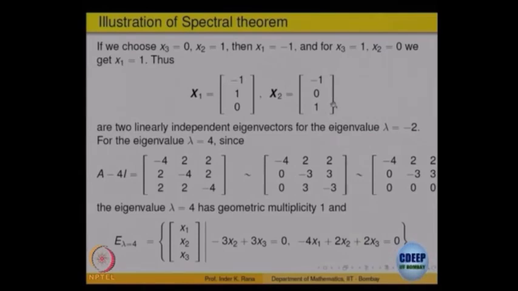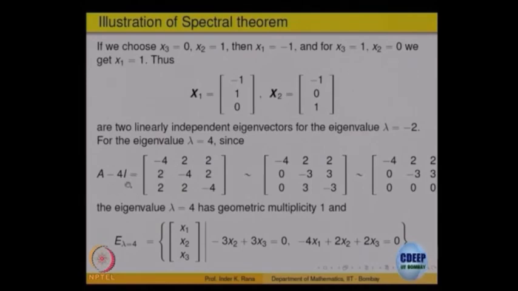The only problem is, if you take the dot product of these two, that is minus 1, 1, 0, 0, so the dot product is not equal to 0. So, these are only linearly independent, but they are not orthogonal. So, we will orthogonalize them. Before that, let us find the eigenvector for lambda equal to 4.